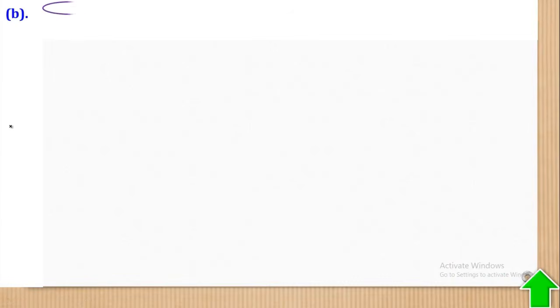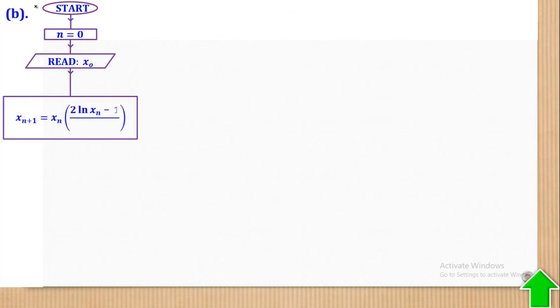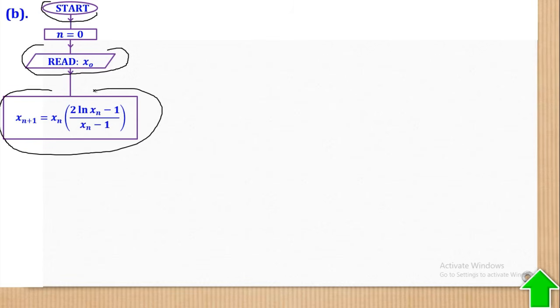Always, before anything, you have to start with a start statement. Then from the start statement, you go to our initial value, which is n equal to 0, because you start with x naught. Then from there you read your x naught, which is the initial approximation. After reading, they told us to compute. Computing is an assignment, so the formula we are given is what we put in that assignment statement. So you must be keen with the shapes. The shape for read is a parallelogram, you don't interchange. The shape for start is an oval, so you don't interchange. And the shape for assignment is a rectangle, so don't interchange.